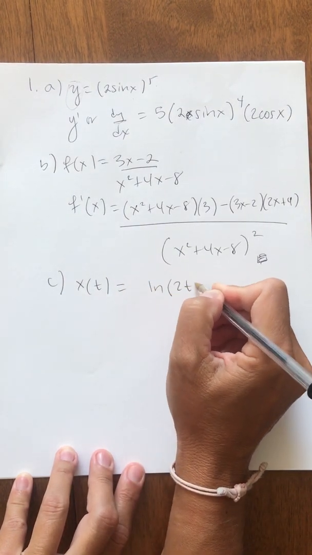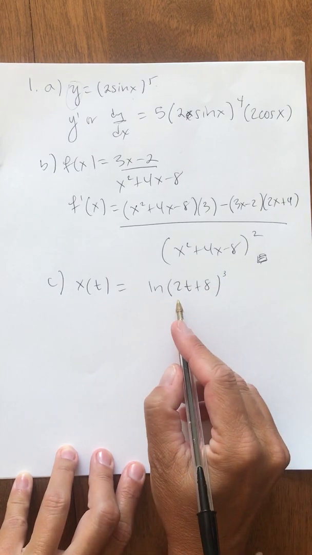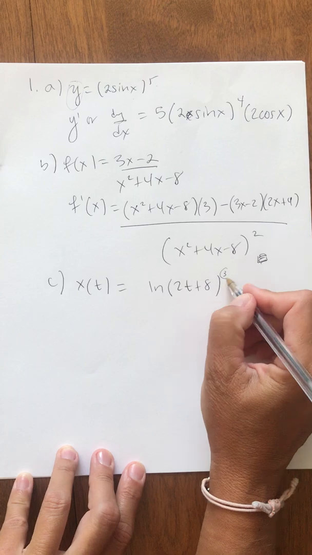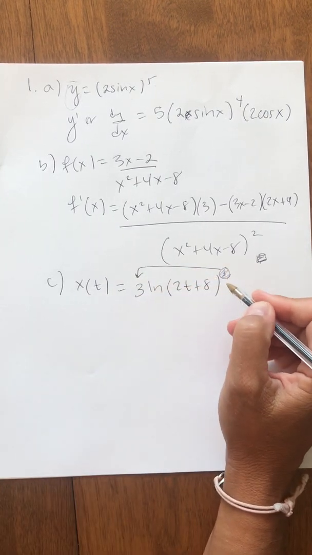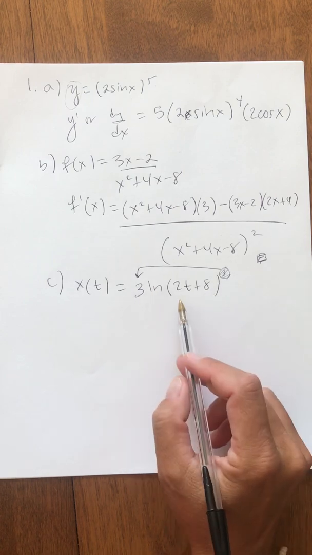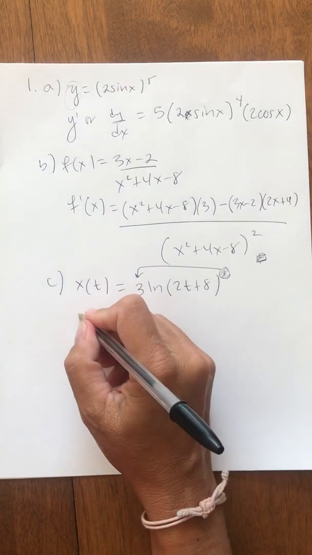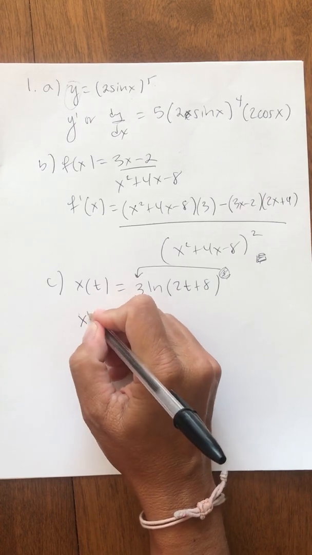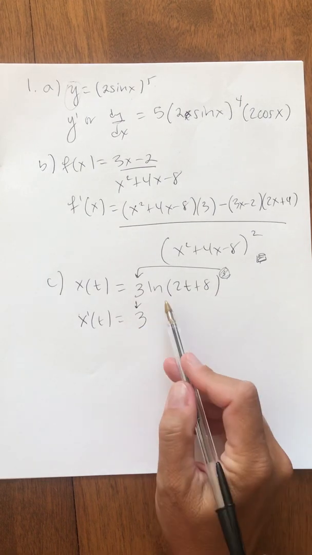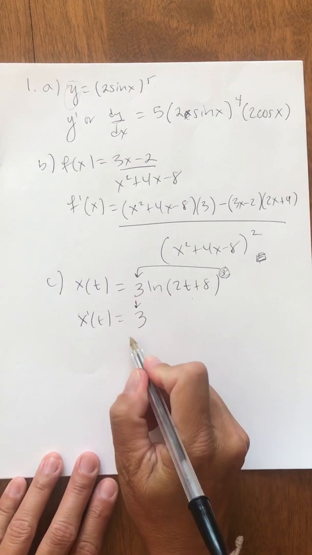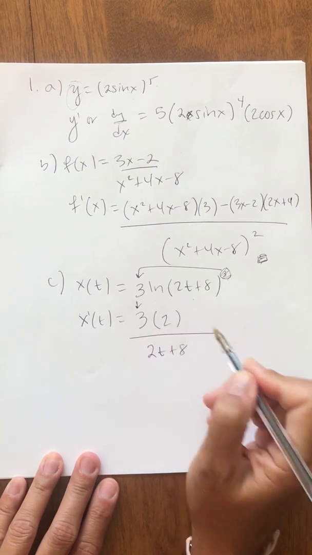ln of 2t plus 8 all cubed. And one of the best parts of algebra was learning how to rewrite. So where can this exponent go? Down in front. How does that help us in calculus? Well, now we have a constant. Constants pull through because derivatives are limits. So my derivative notation for x of t is x prime of t. Constant hangs out. The derivative of ln of something is 1 over the something times the derivative of the something.